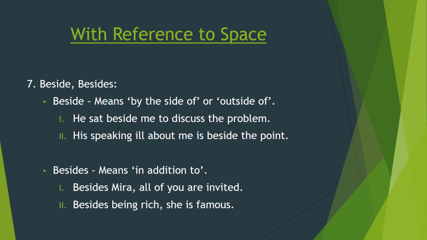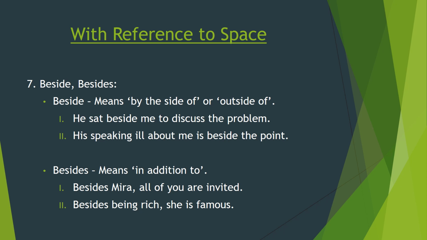Let us now see the usage of the prepositions beside and besides with reference to space. Let us see the difference between beside and besides. Beside means by the side of or outside of. He sat beside me to discuss the problem. It means he sat by my side to discuss the problem. His speaking ill about me is beside the point. Here beside the point means beyond the point.